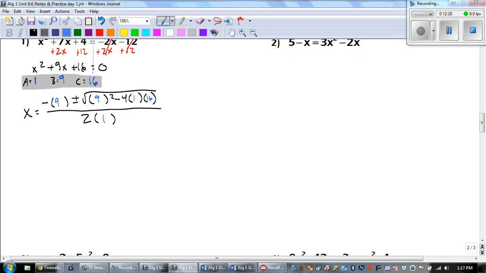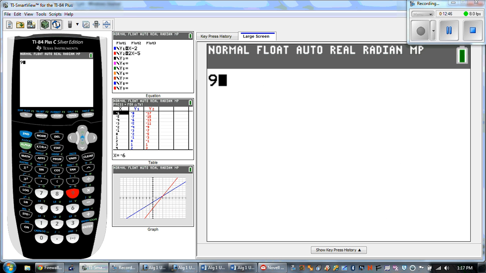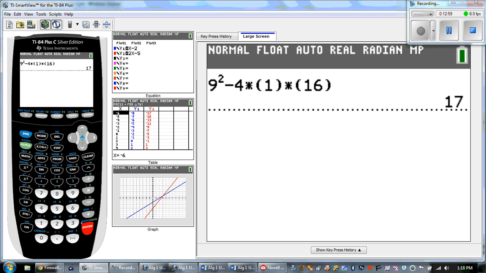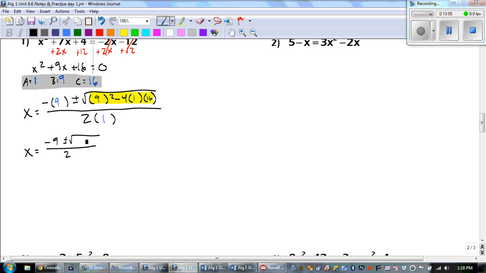And remember, we just do a little bit at a time, okay? The opposite of 9 is a negative 9. On the bottom, 2 times 1 is 2. So the only thing we're going to plug into our calculator right now is that part: 9 squared minus 4 times 1 times 16. Okay, and that's the only thing that we need right now, which is 17. That's going to go underneath the square root.